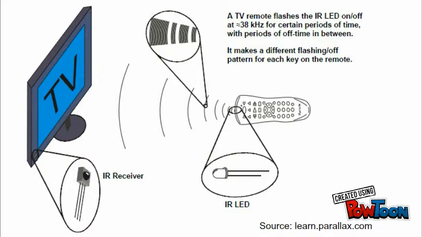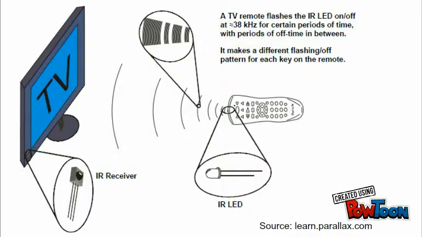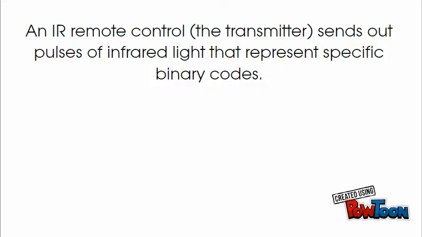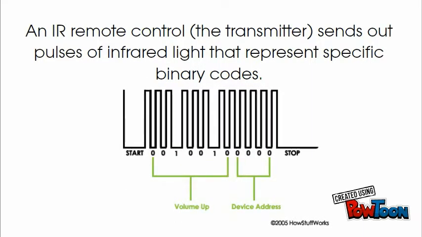Now take a look at your TV. Somewhere on the front there is a very small infrared light detector. Human eyes can't detect infrared, so even if you press the buttons on your remote and stare at the LED, you won't see anything happening. The transmitter of the remote sends out pulses of infrared light that represent specific binary codes. These binary codes correspond to commands such as power on or off and volume up.